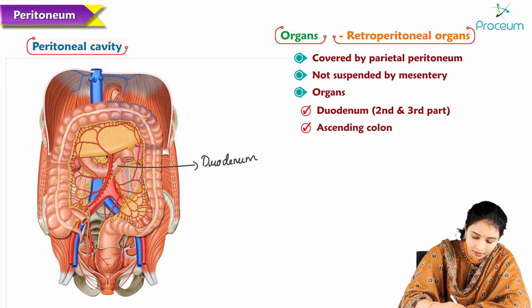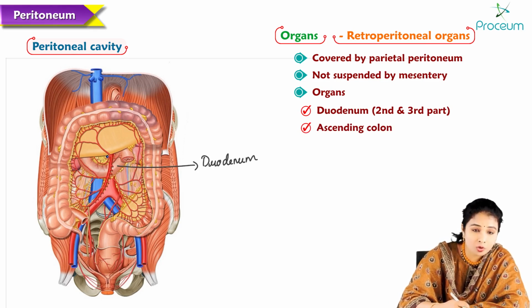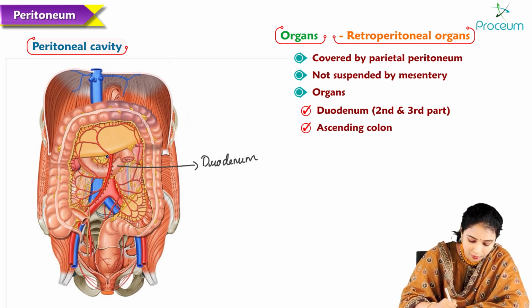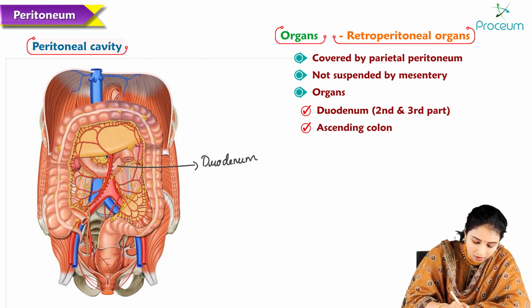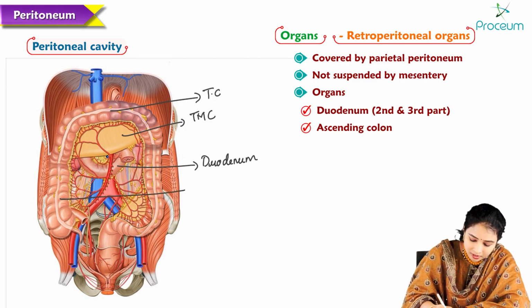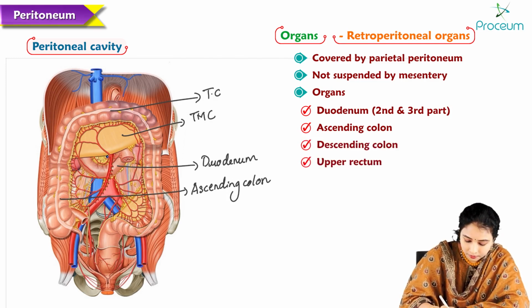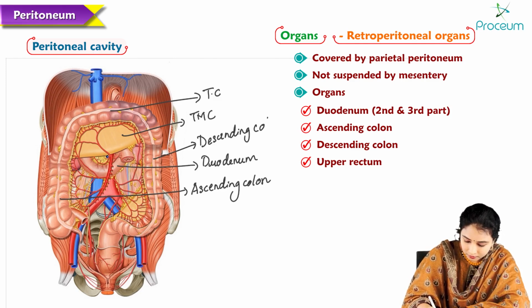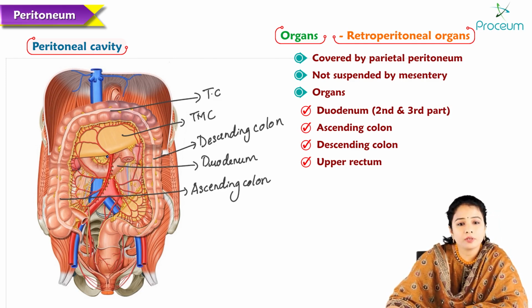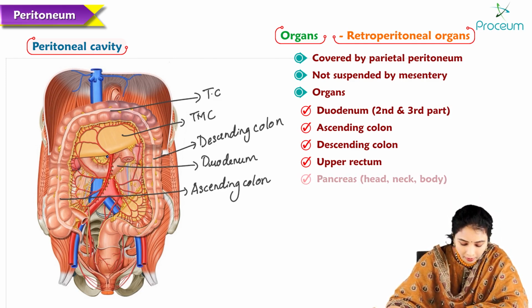So here the transverse colon is reflected along with the transverse mesocolon to expose the posterior abdominal wall. So this is the transverse colon and this is the transverse mesocolon, and we can see the ascending colon here, which is retroperitoneal. Descending colon, which is also a retroperitoneal organ, and also the pancreas.